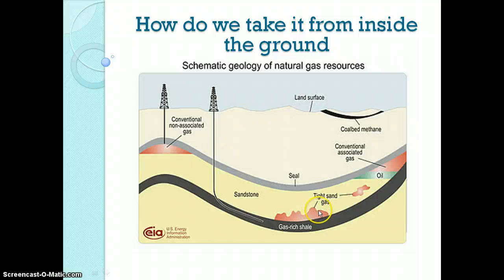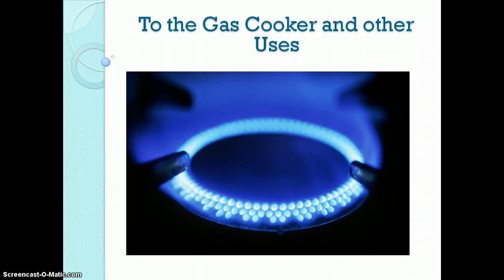Then also you can have it inside the sand. Actually, this is what is called shale gas. The shale gas is embedded deeply inside the sand, and then you have to dig way down and crack the sand open for you to have your gas. So the question is, how do we take it from inside the ground, in whatever form it is, to your gas cooker at home, or use it in a power plant to generate electricity?